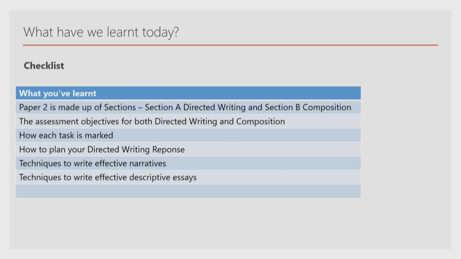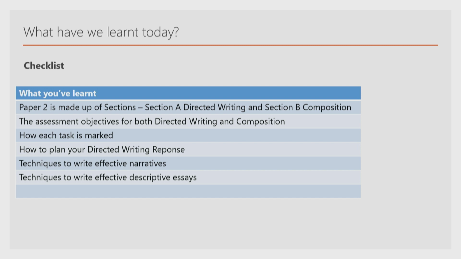Right, let's recap. What have we learned today? We have seen that Paper 2 is the writing paper with a directed writing task and a composition task. You have learned that Paper 2 is made up of sections, Section A, directed writing, and Section B, composition, making up 42.5% of the assessment.